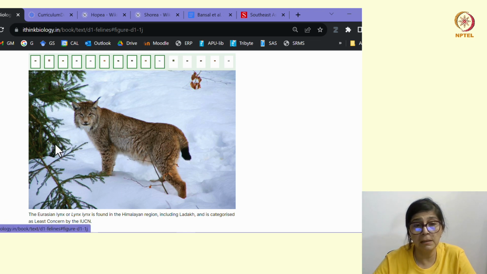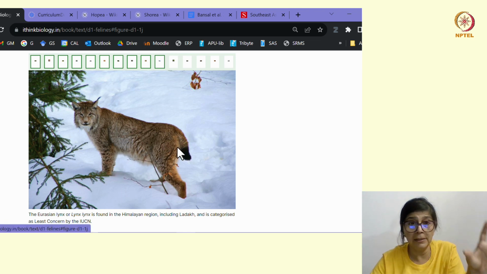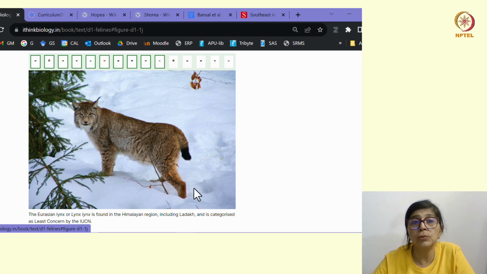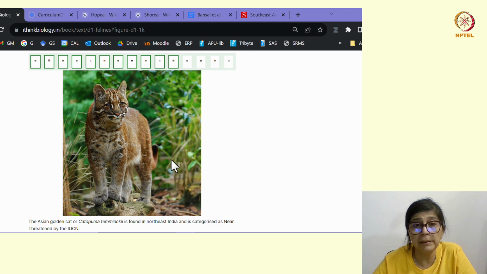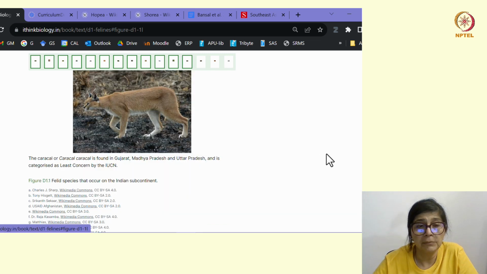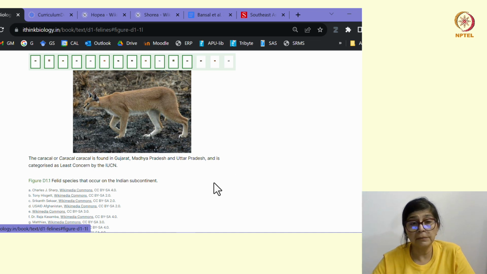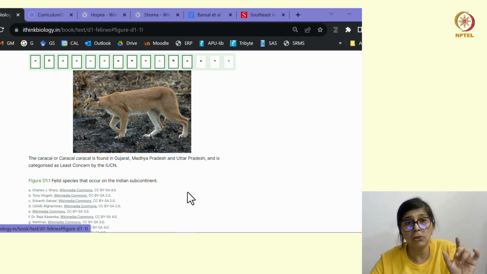As you can see, it occurs in areas where there is heavy snowfall, and it's very used to this kind of habitat. Asian golden cat, found in northeast India, also becoming very rare these days and near threatened because of habitat destruction, of course. Caracal is found in Gujarat, Madhya Pradesh, so very dry region, but also very unique.